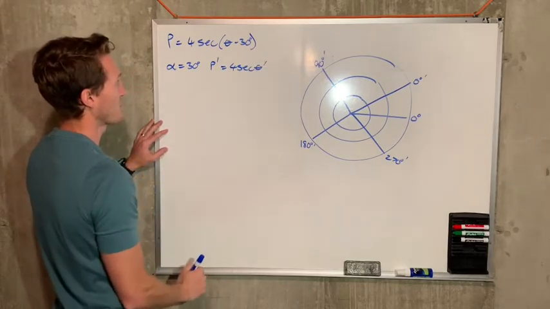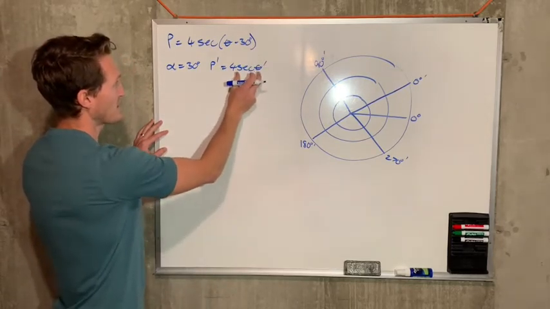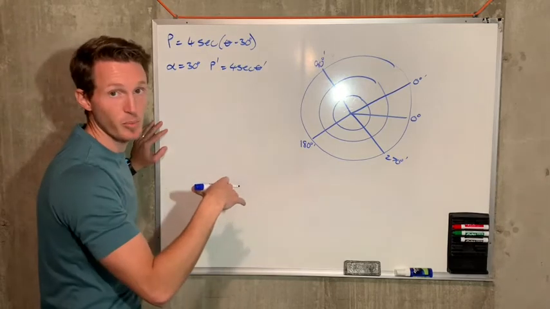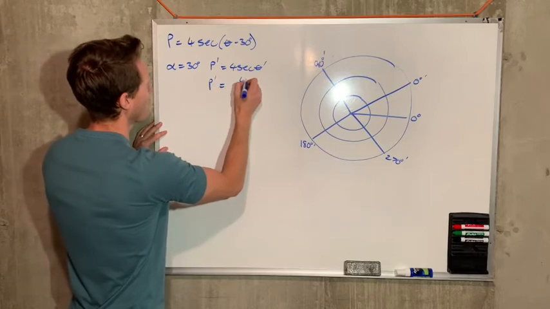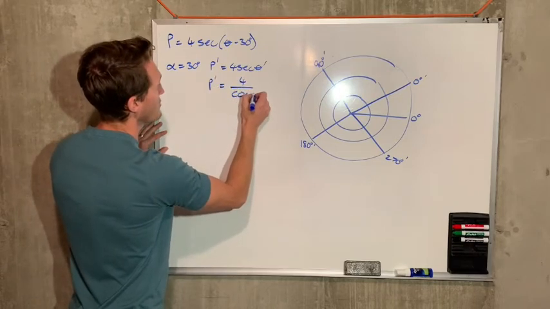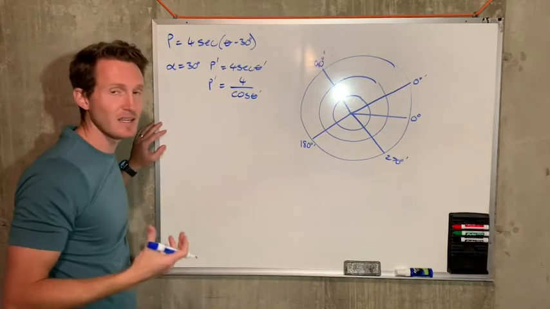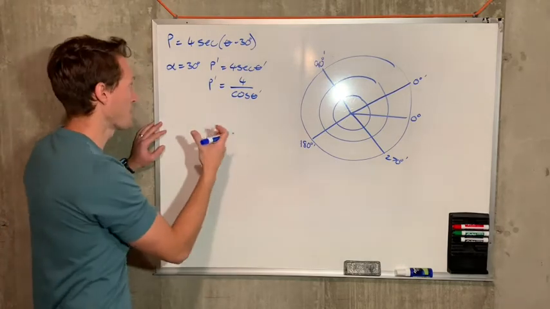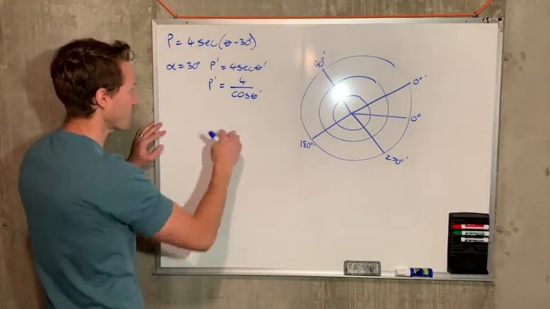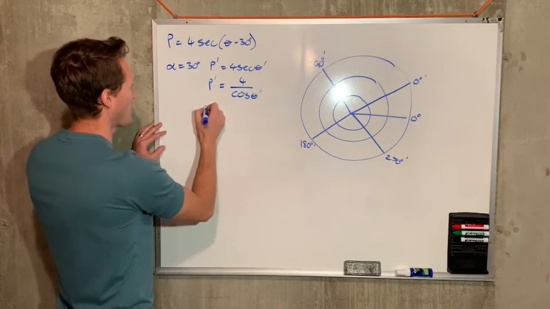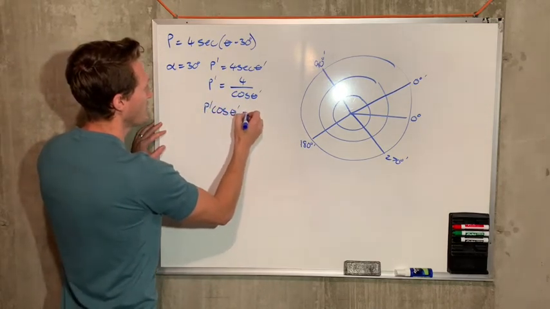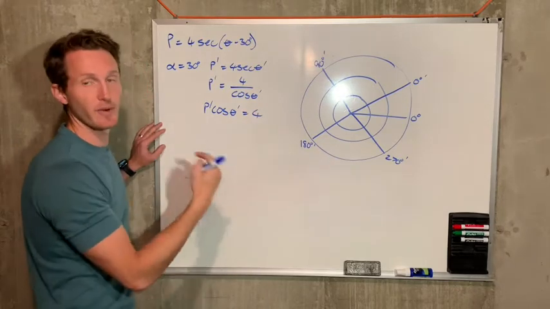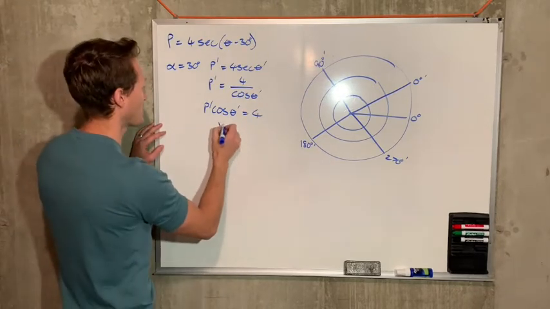Now I'm going to convert this to rectangular. Now, because I see a secant, I want to get it to its reciprocal to a cosine, all right? So I'm going to write rho prime equals 4 over cosine of theta prime, all right? So that's going to get into my possible values for x and y. I'm going to see that I can cross multiply right here and say rho prime cosine theta prime equals 4. That's an x. I recognize that from rectangular conversions.